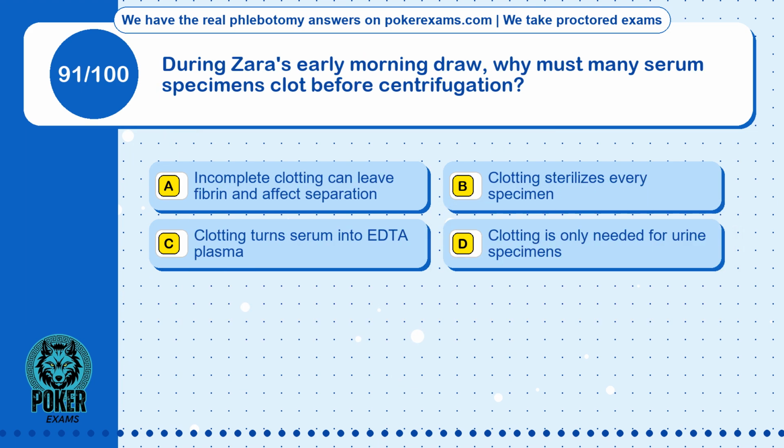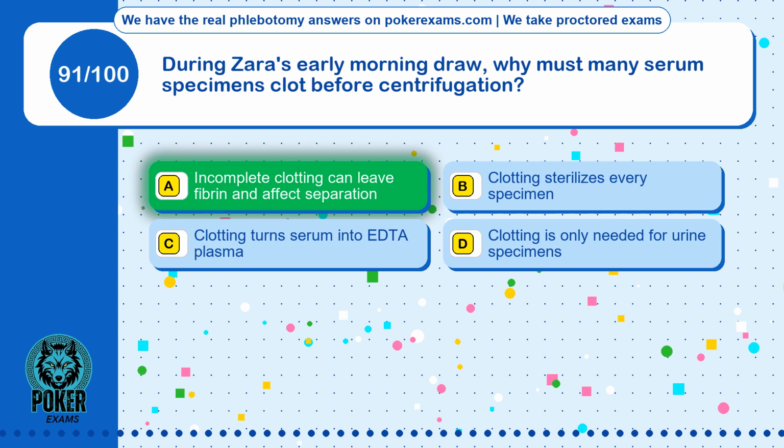Question 91. During Zara's early morning draw, why must many serum specimens clot before centrifugation? Option A, incomplete clotting can leave fibrin and affect separation. Option B, clotting sterilizes every specimen. Option C, clotting turns serum into EDTA plasma. Option D, clotting is only needed for urine specimens.